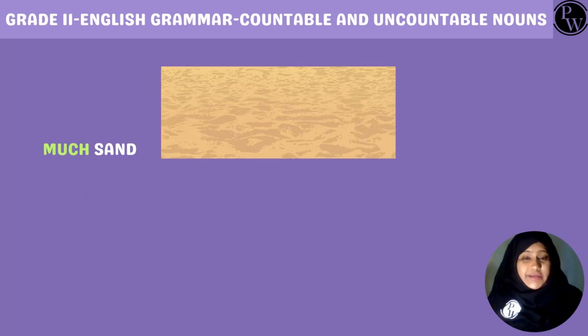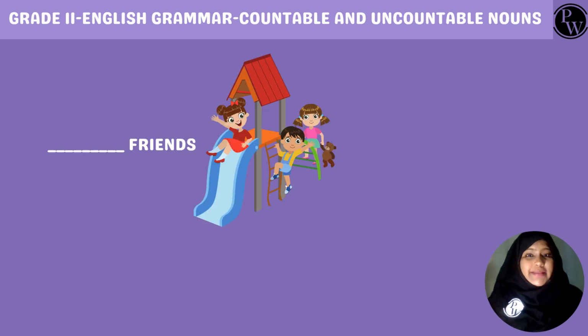You got it right. The perfect answer is much sand because sand is something we can't count individually. Great job. Look at the second picture. Doesn't it bring back memories of fun park outings with friends? Now, what do you think fits best here? Much or many friends? Get those answers ready and let's see if you're spot on when we reveal the answer.